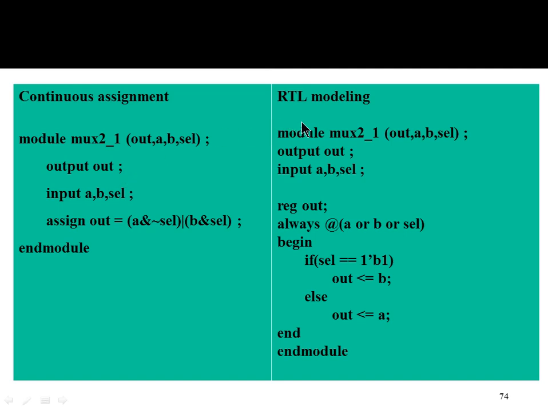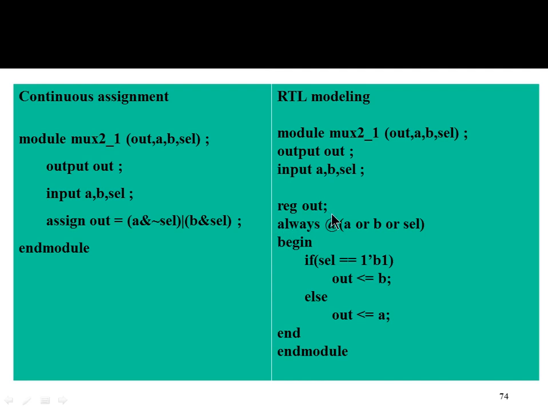Now the same thing can be modeled using a behavioral modeling method. Module mux2 underscore 1, out, A, B, select is my port list again. Out is a single bit output, A, B and select are single bit input ports. There is a reg called out, which is the same name as the output port. Why? Because I'm going to assign the value to reg out inside the always block. According to Verilog rules, if I'm going to assign to an output inside the always block, I have to declare a reg with the same name.